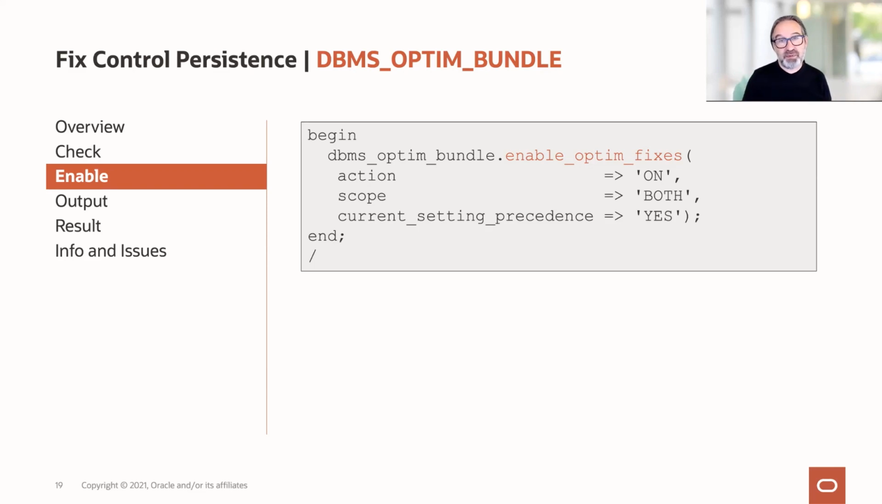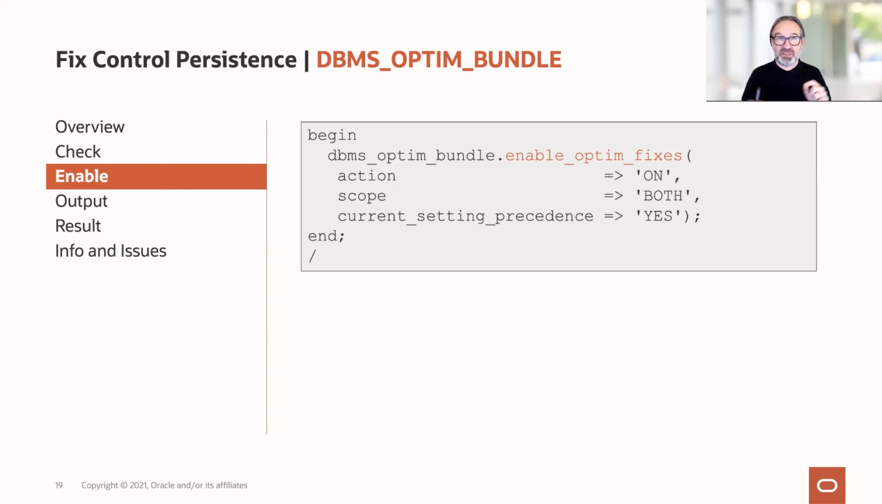We say DBMS_OPTIM_BUNDLE.ENABLE_OPTIM_FIXES, action ON, yes, turn them on, scope BOTH for memory and SPFILE. And the last setting, current setting precedence, YES by default, means when you had, let's say, the October one already, the October RU for 19c, and you use DBMS_OPTIM_BUNDLE, and now you go to the January one, and you call it again. And there was something disabled at will before. Even though you enabled a lot, you disabled something because you decided, I don't want to have that, or you had an issue with this.